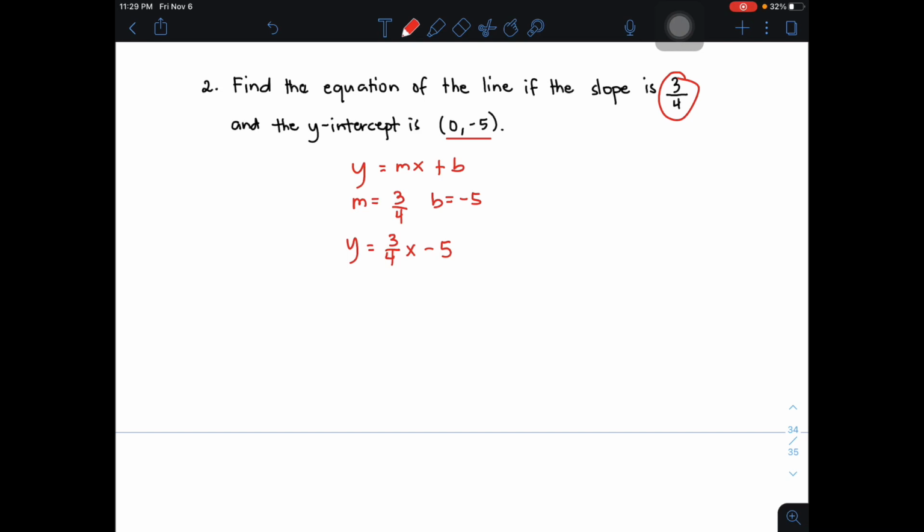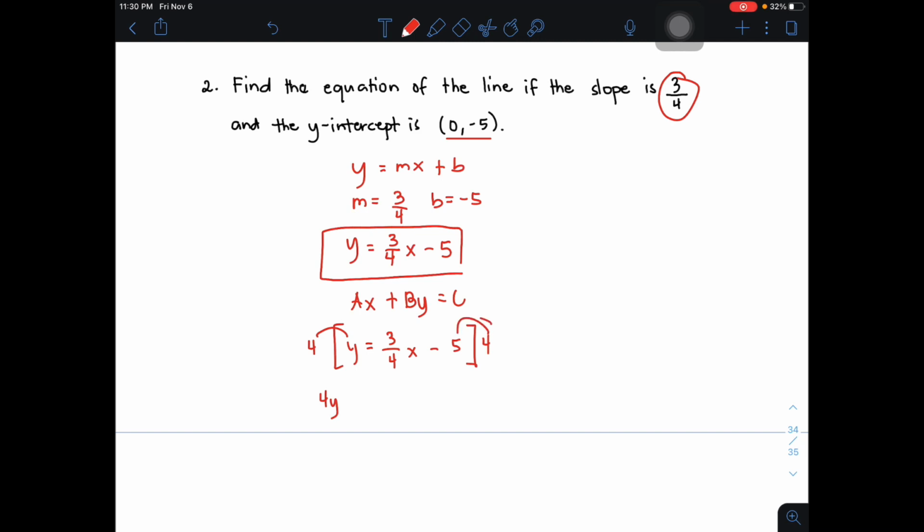So actually, again, sabi ko sa inyo kanina, okay na yan, pwede na ito bilang equation. Pero gawin natin standard form, ax plus by is equal to c. Ang gagawin lang natin is to eliminate first the denominator. So you have y is equal to 3 over 4 x minus 5. Ako ang ginagawa ko dito, i-multiply ko muna yung buong equation by 4. Distribute natin, you have 4y is equal to 3x na lang, kasi ma-i-eliminate si 4. Then 4 times negative 5, that is minus 20.